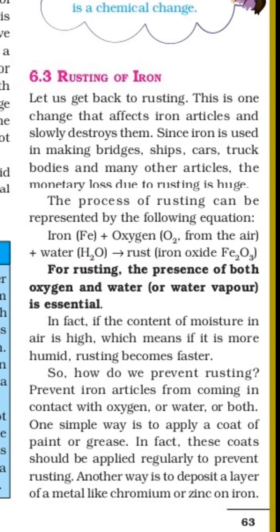In fact, if the content of moisture in air is high, which means if it is more humid, rusting becomes faster. Suppose moisture is present in the air in a high quantity, what will happen? In areas where there is more humidity in the atmosphere, rusting becomes faster. That's why in coastal areas humidity is more, and the rusting process becomes faster in coastal areas compared with hot areas.